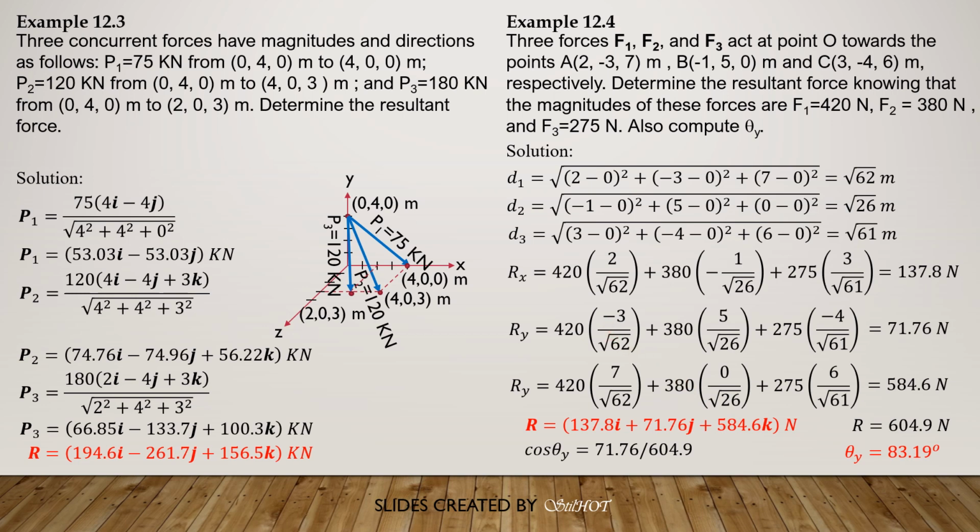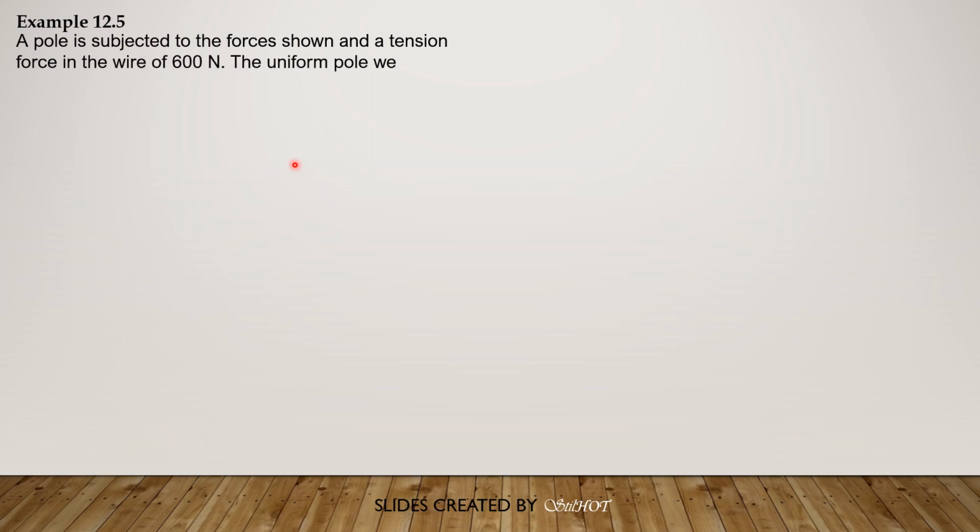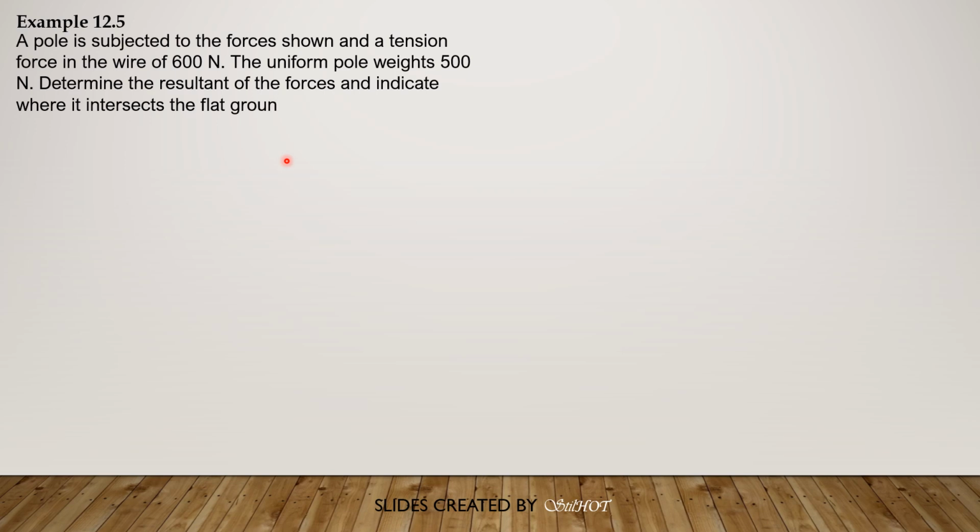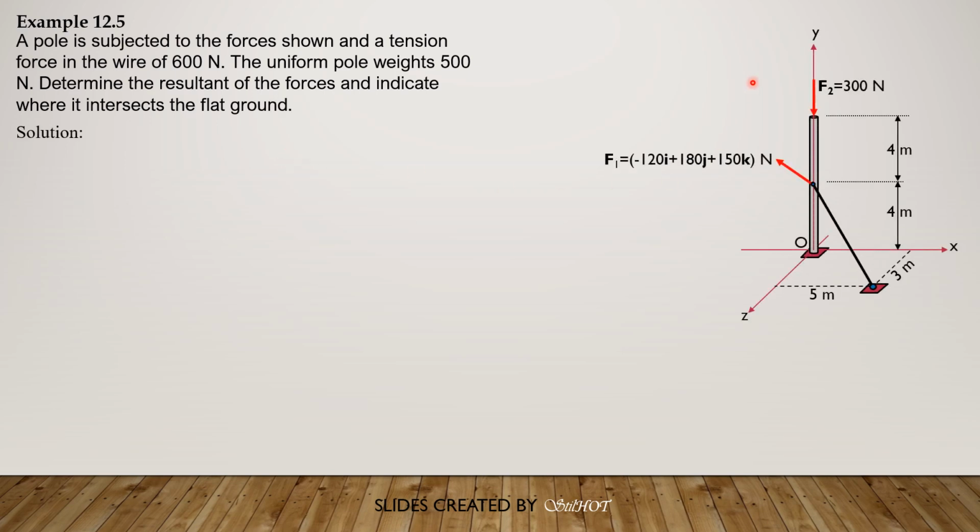So that's it. Then example 12.5, a pole is subjected to the forces shown and a tension force in the wire of 600 newtons. The uniform pole weighs 500 newtons. Determine the resultant of the forces and indicate where it intersects the flat ground. So here is the solution. That's the figure. So the weight is not yet placed.